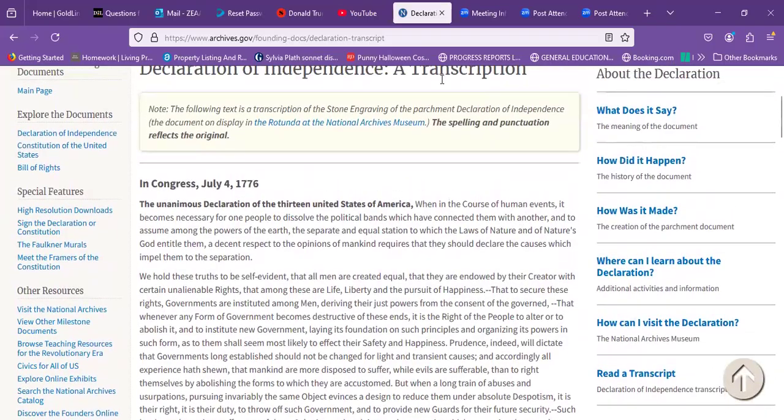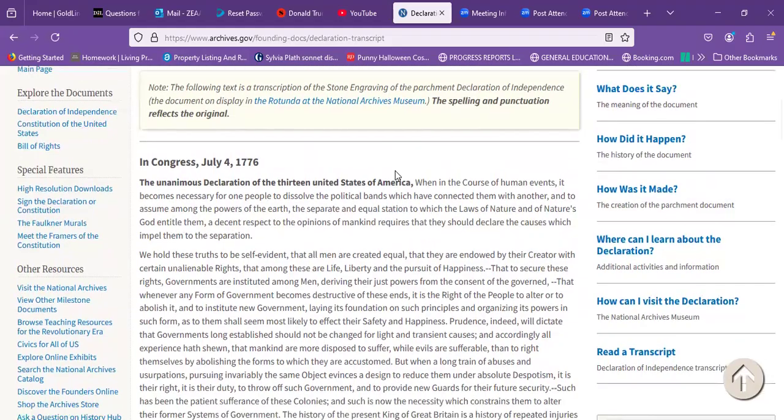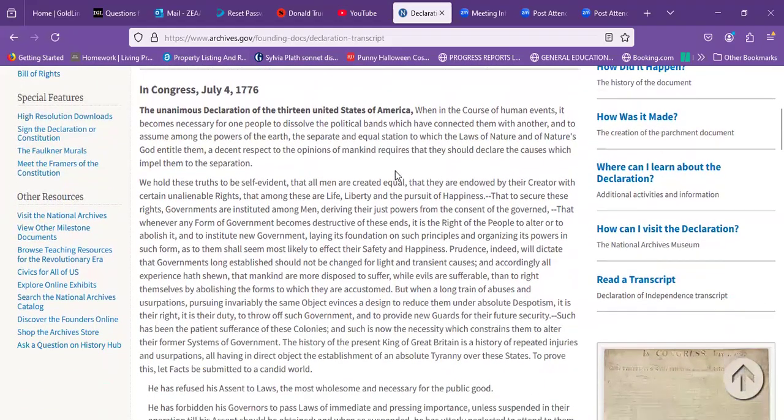I am using, if you look up here at the URL, the transcribed version from archives.gov. So this is the federal government's transcription of what the Declaration of Independence says.